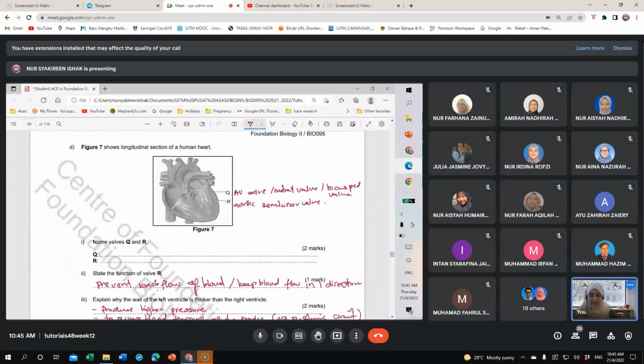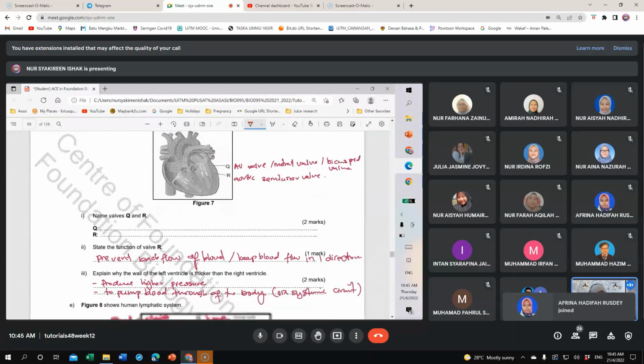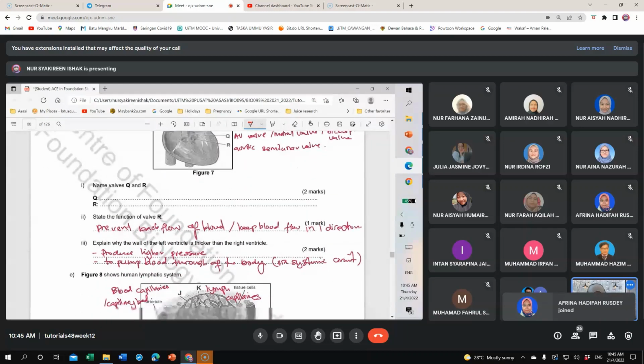Okay, so soalan di ni sama dengan soalan tadi where you have to identify the valve, kan? So Q adalah AV valve ataupun mitral valve, bicuspid valve pun accepted. R adalah aortic semilunar valve ataupun semilunar valve is also accepted.